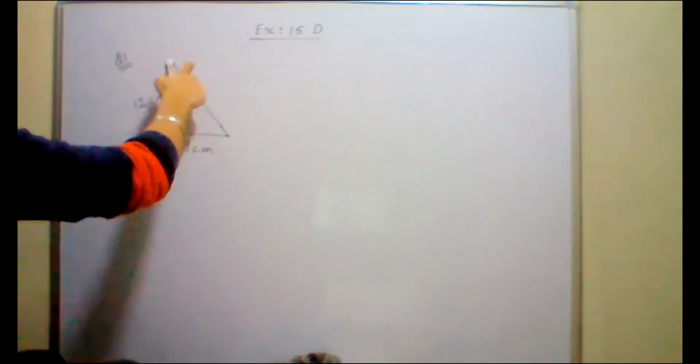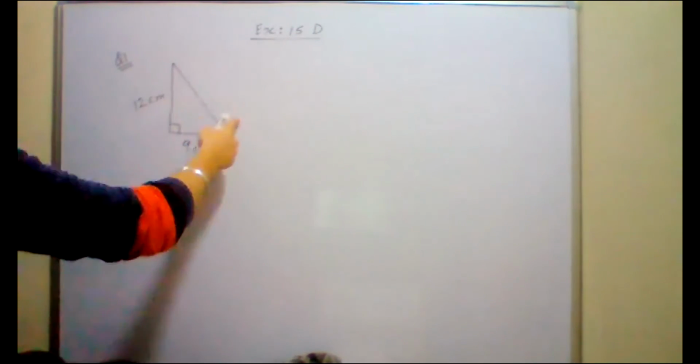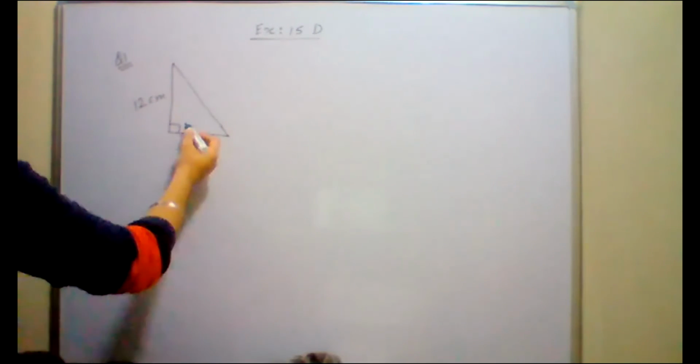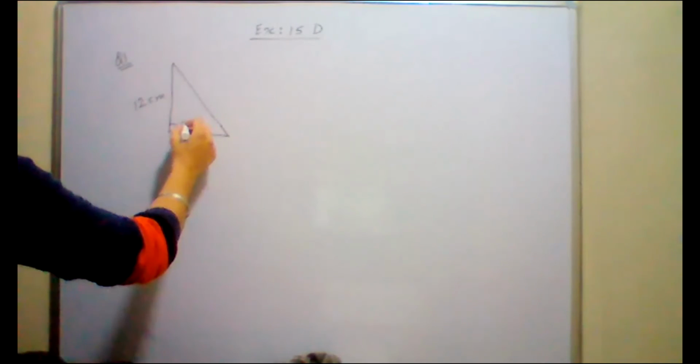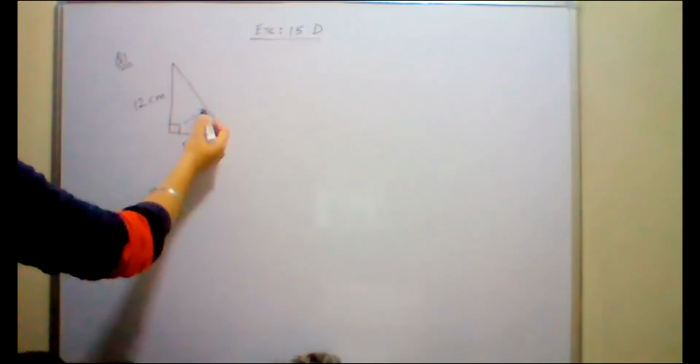मुझे कैसे पता चला कि यही वाली hypotenuse होगी? How will I come to know that this is the hypotenuse? Because it is the side which is opposite to the right angle.